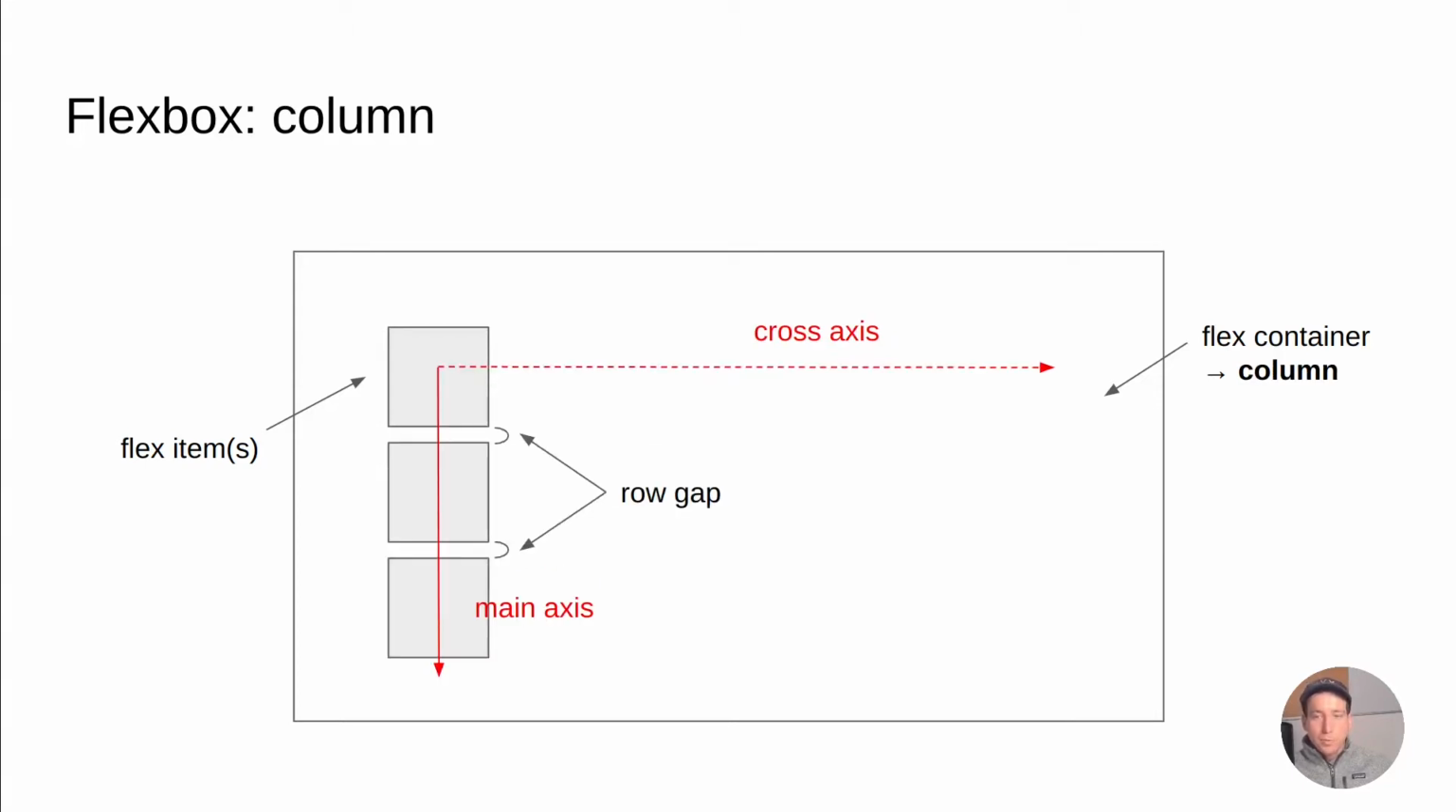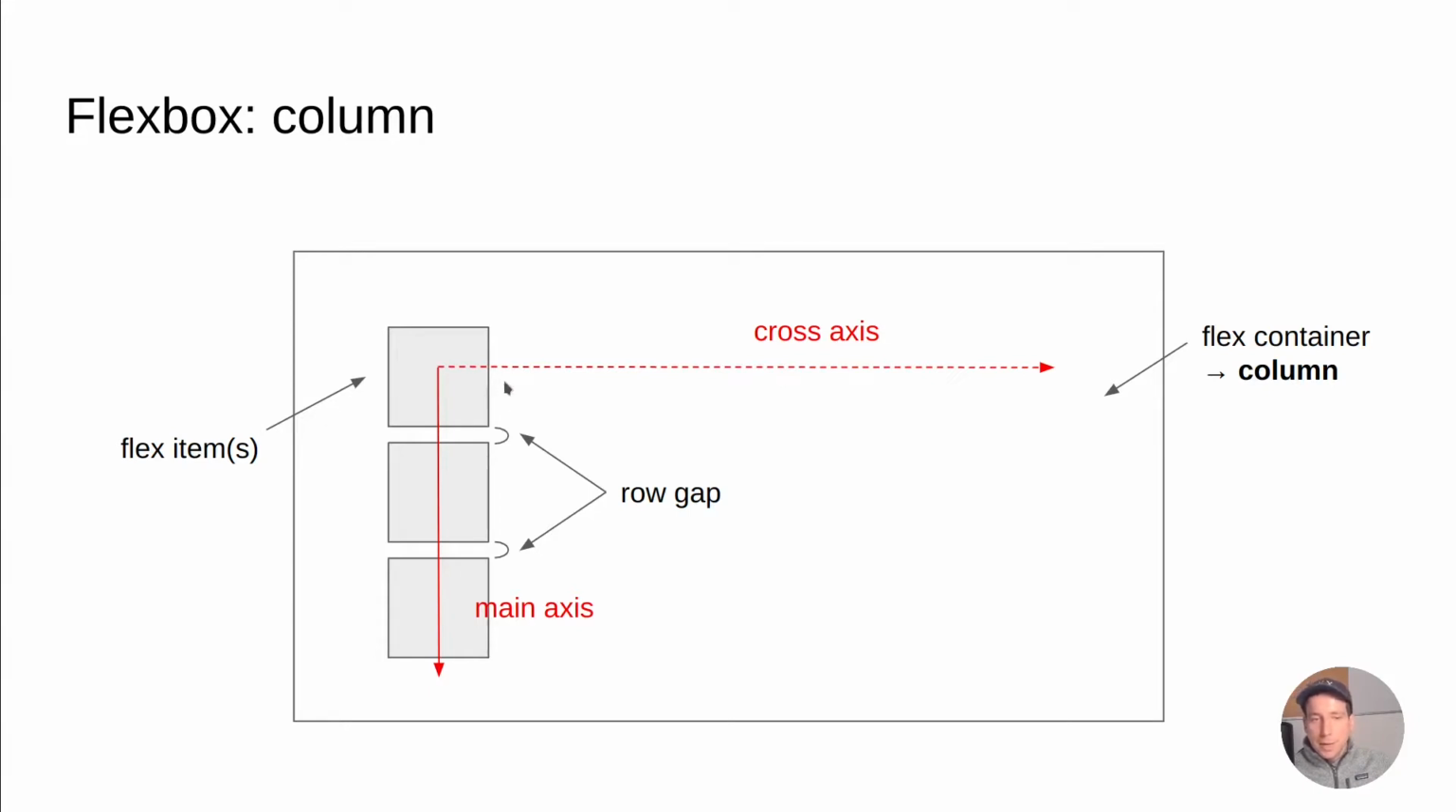You can determine the flex container to be a column too. If the layout inside of the flex container is a column, then the main axis will not be horizontal, but it will be vertical. And again, the flex items will always align along the main axis. But in the case of a column, they would be stacked on top of each other because the main axis is a vertical one.